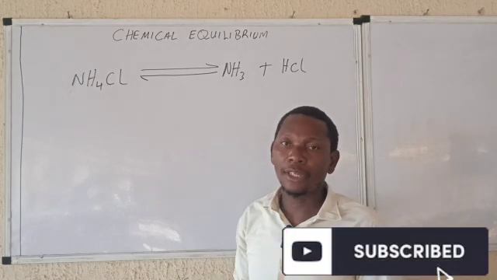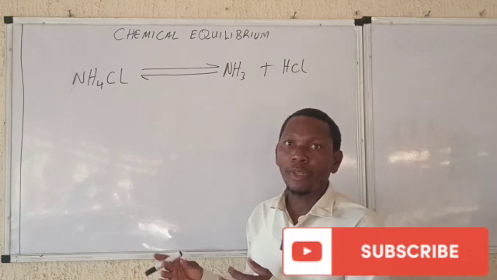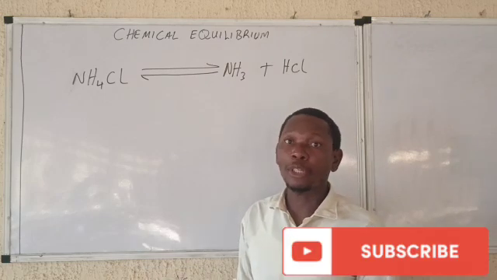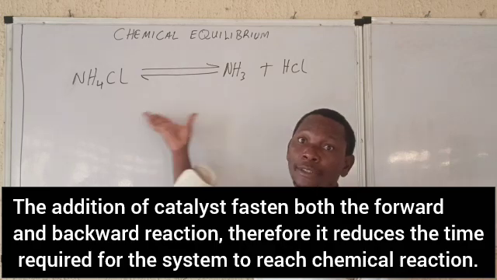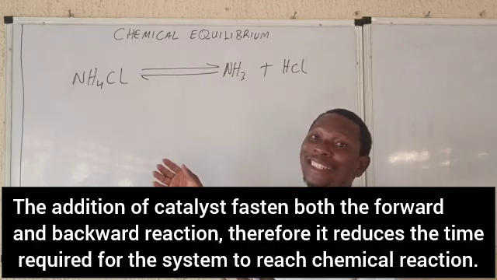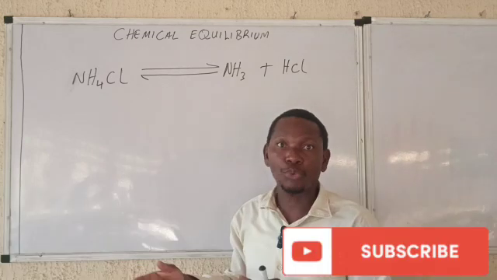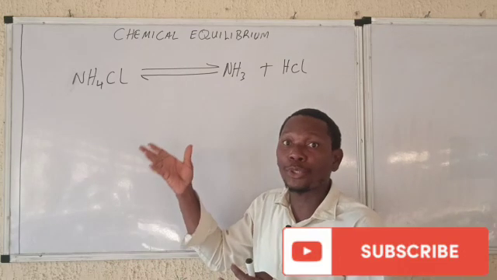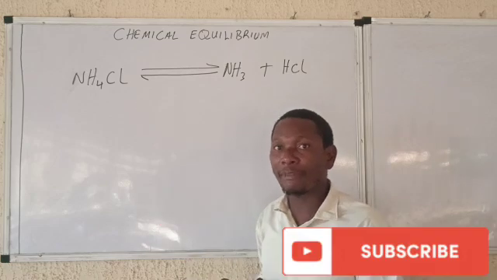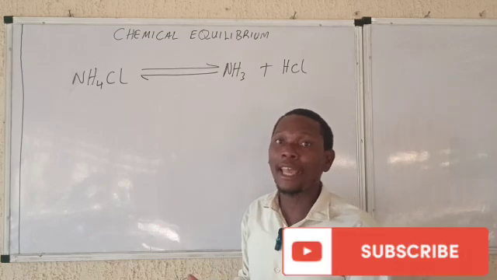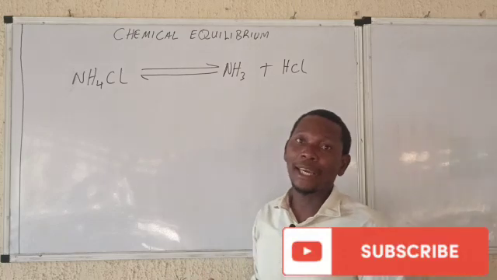Note that. All right. So the last property of a system in equilibrium that I'm going to talk about is the catalyst. A catalyst actually does not affect the position of equilibrium. What it does is hasten the time at which the chemical reaction attains equilibrium. So please take note of that. A catalyst hastens the time at which the chemical reaction attains equilibrium.